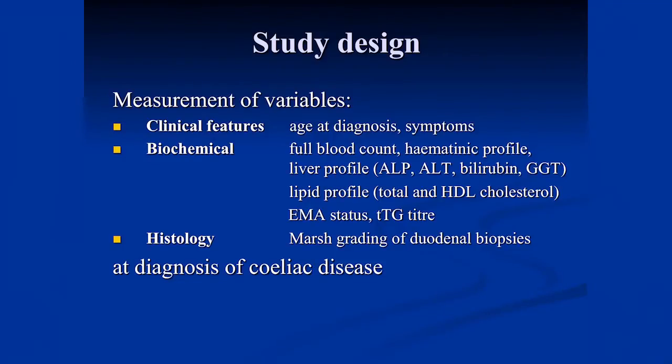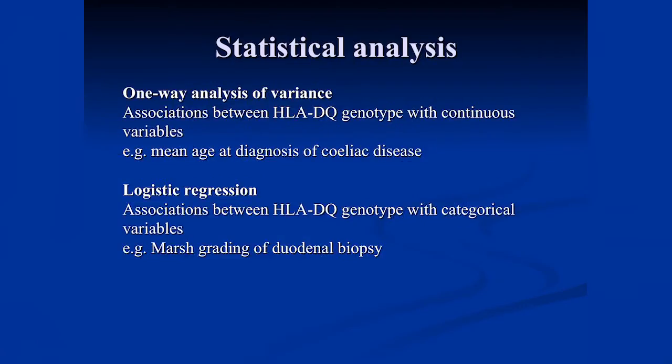At diagnosis of celiac disease, a number of variables were systematically collected, including the mode of presentation, laboratory tests such as hematinic profile and liver chemistries, the Marsh grading of their duodenal biopsy, and celiac serology. Analysis of variance was used to compare the association between a continuous variable, such as the mean age at diagnosis of celiac disease, and the HLA genotype, whereas logistic regression was used to compare categorical variables, such as Marsh grading of the duodenal biopsy and the HLA genotype.